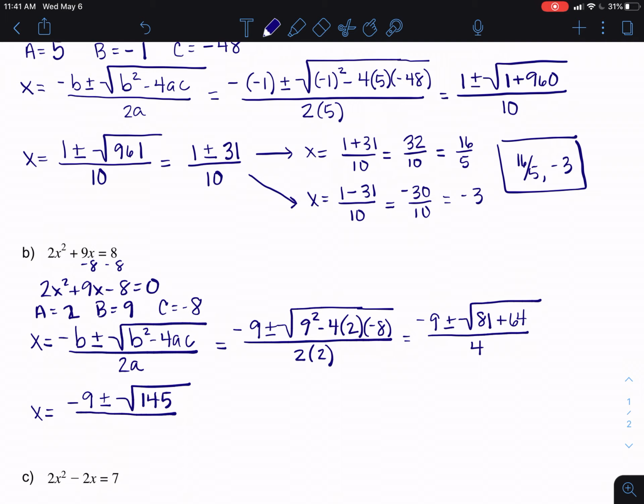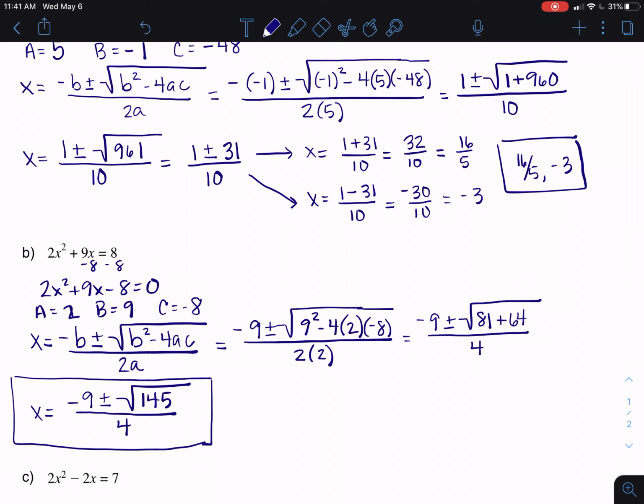all over 4. And now we need to look, can we break up the square root of 145? So 145 can divide by 5, and we would get 29 and 5. But 29 can't go into anything, so we can't simplify this any further. So x equals negative 9 plus or minus the square root of 145 over 4 is our solution.